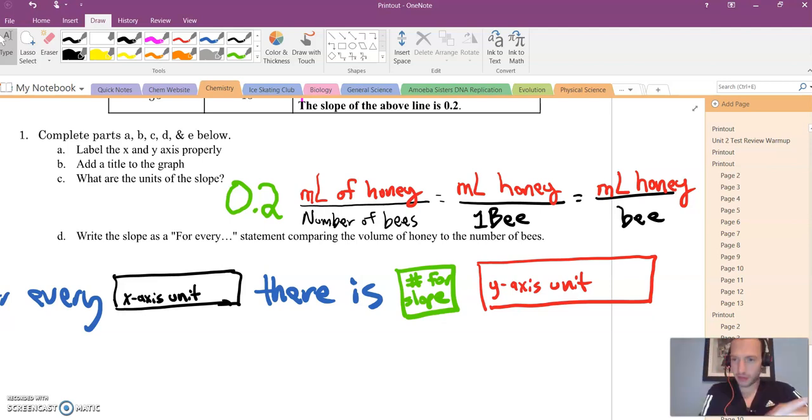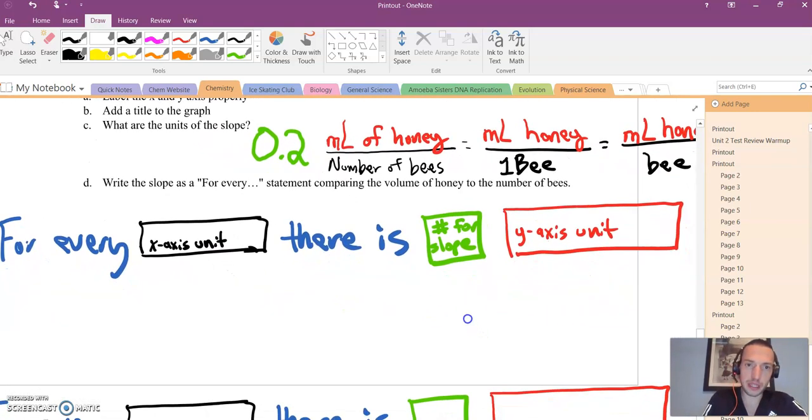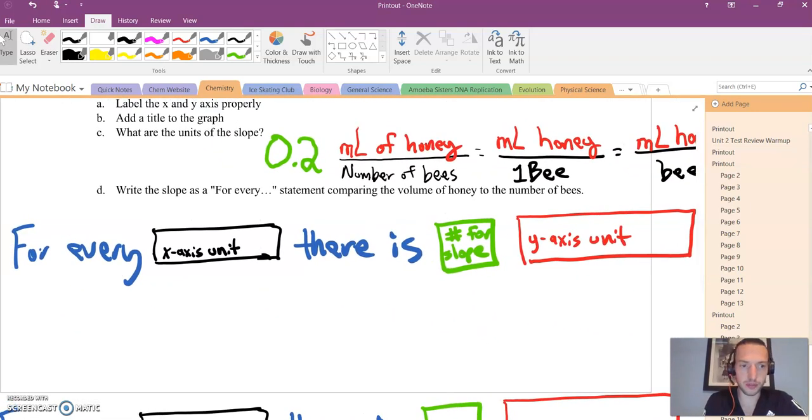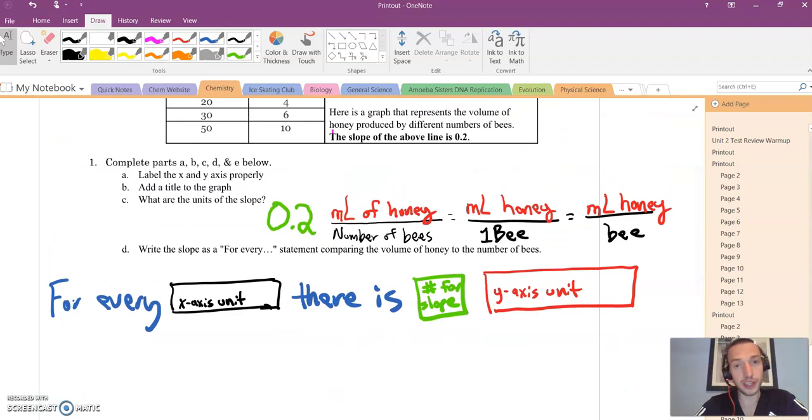When you write this, you're obviously just going to use a pencil. You don't need to make the different colors. I just put the different colors right now to help show you where each of these different values comes from. So let's start with the first one. For every, and then over here in the black, it's going to be the x-axis unit. What is our x-axis unit?